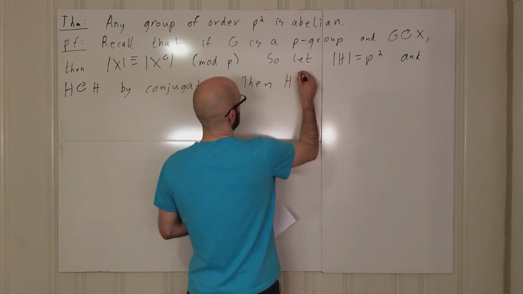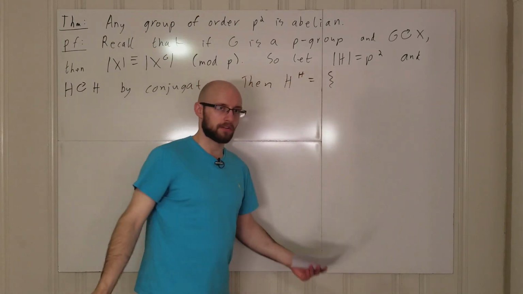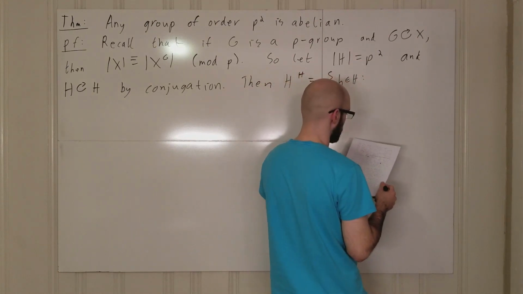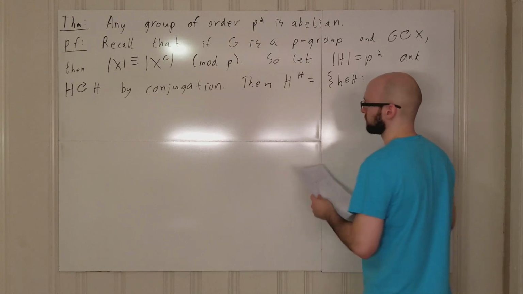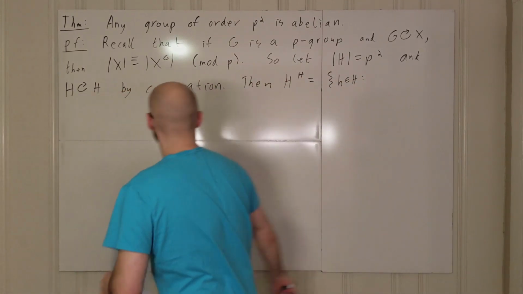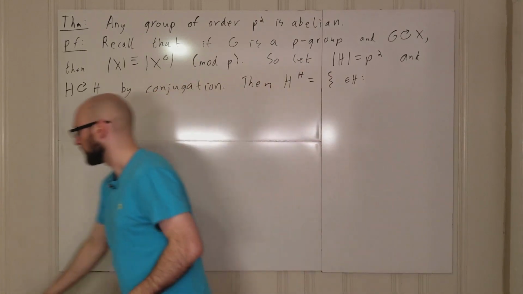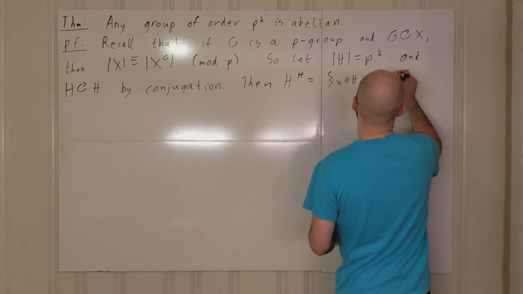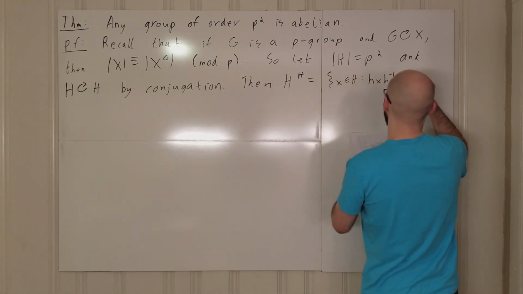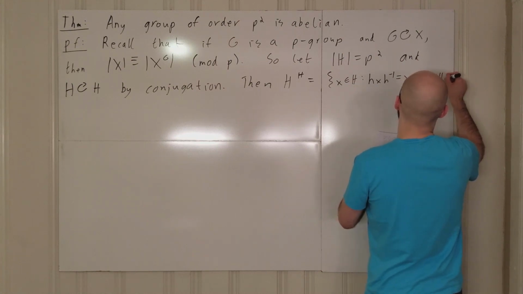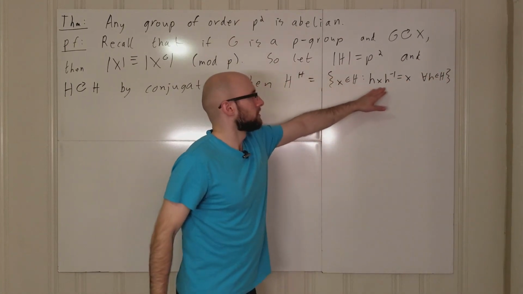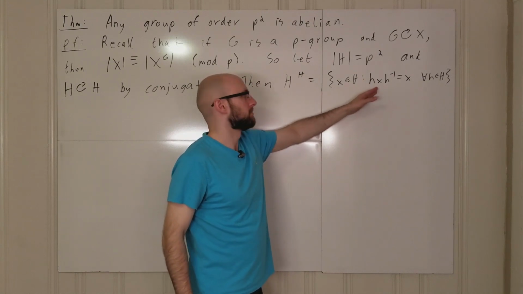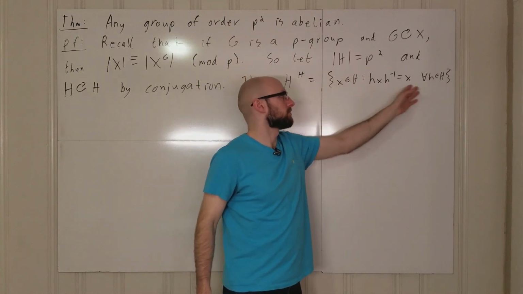Well, then what is X to the H? This is just by definition all elements in X which are fixed. Well, here, let me be consistent with how I wrote this in my notes. This is a collection of all elements x of H, such that hxh inverse is equal to x for all h in H, because this is h acting on x under this group action, and then this holds for all h in H.